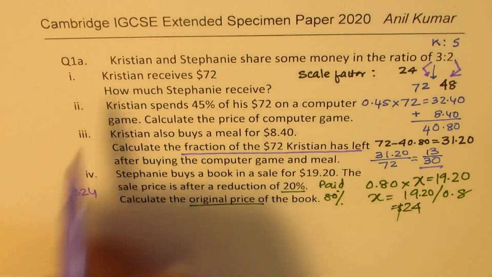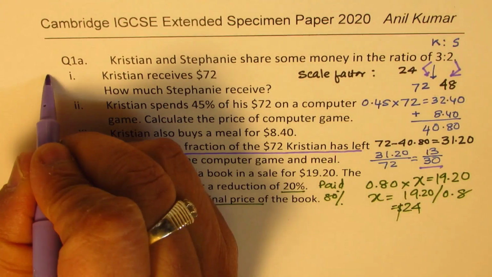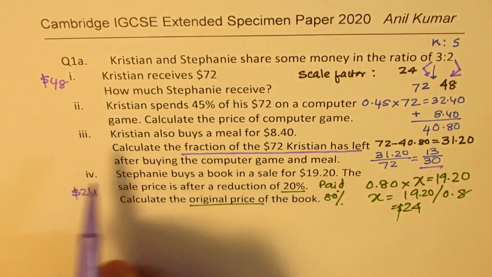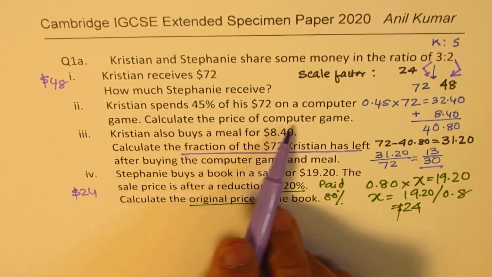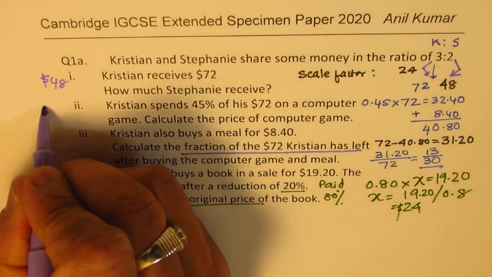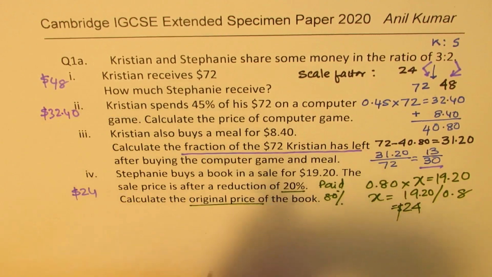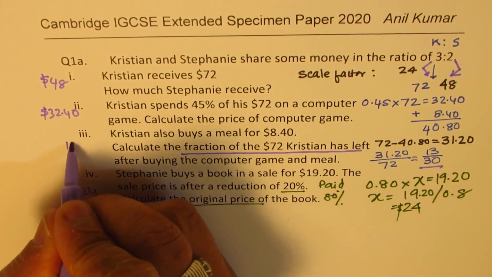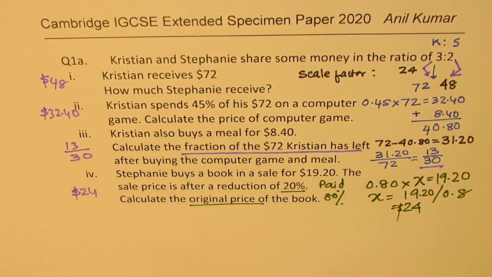The first one, we found that Christian receives $48. Stephanie receives $48, right? Second one, after spending, calculate the price of the computer game. The computer game was $32.40, right? And here the fraction was 13 over 30. Is that clear to you? So that is how we have answered question 1A, right? We still have part B left with us. So let's move on and take question 1B now.